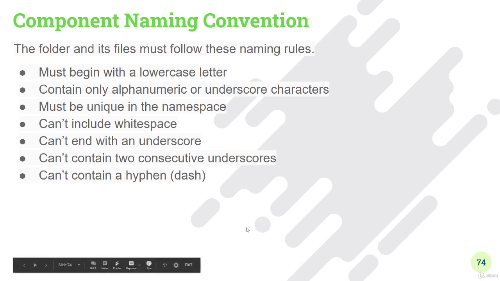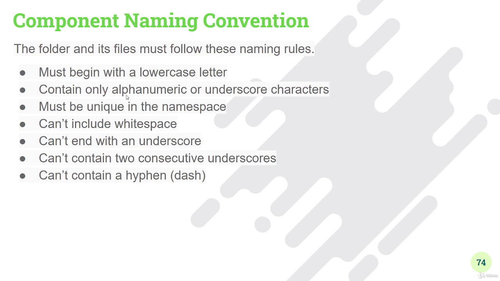The name must begin with a lowercase letter. It contains only alphanumeric or underscore characters. It must be unique in the namespace, can't include white space, can't end with underscore, can't contain two consecutive underscores, and can't contain hyphen. So basically your name of the component should start with a lowercase letter and it should be camel case. That's the main thing here.